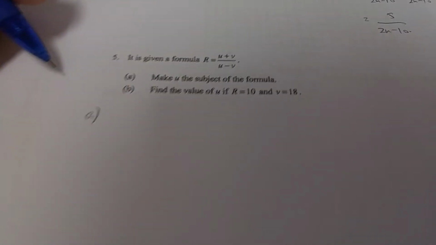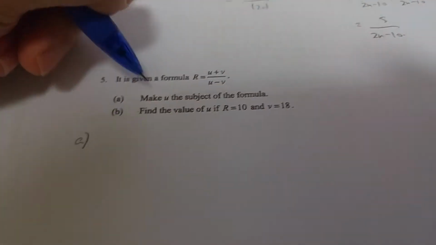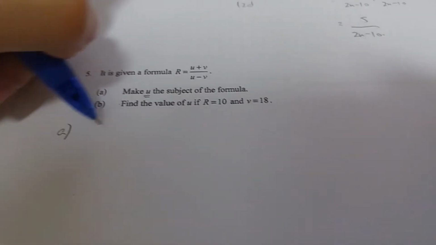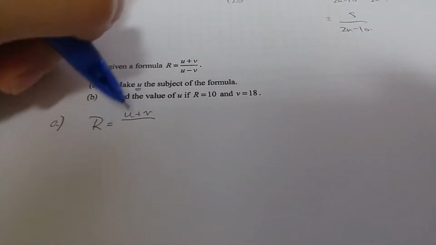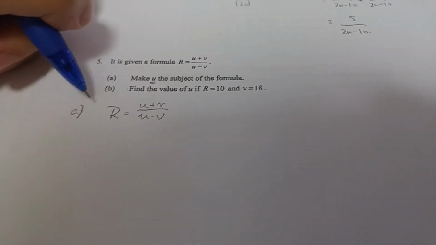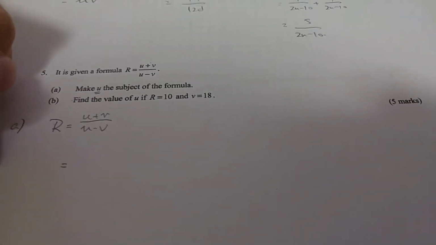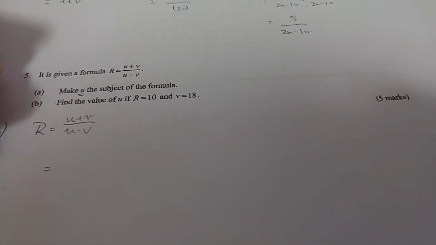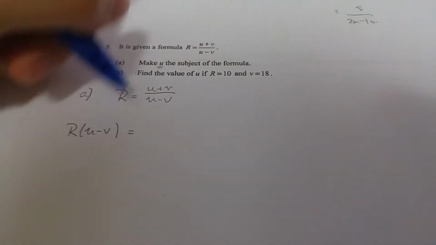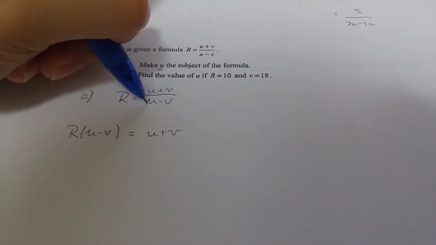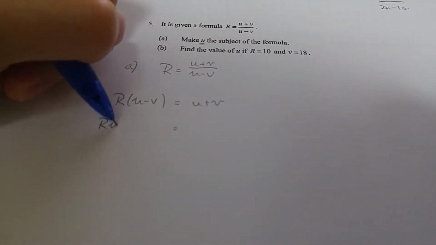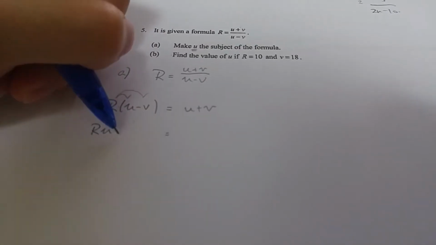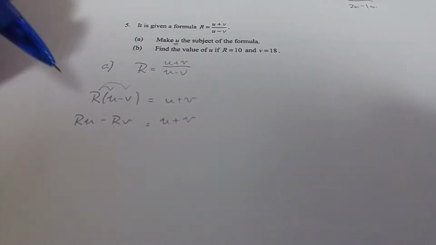Okay, 5a. You have to make u the subject. So first of all, write down the whole equation. And then try to make it simpler first. So we times this whole term to the other side. And then break the bracket. This times u, this times v. So that gives you rv and u plus v.